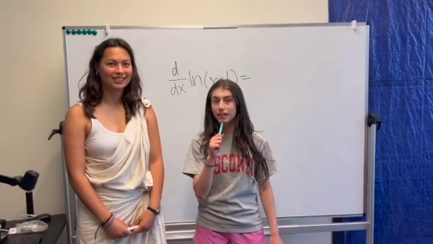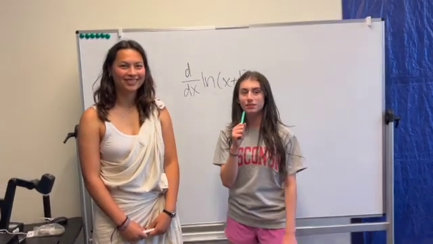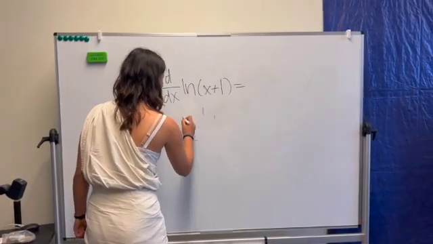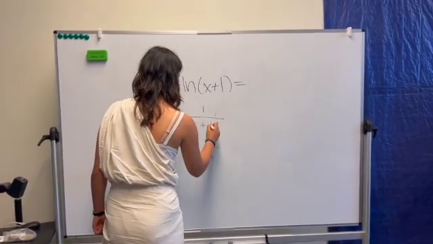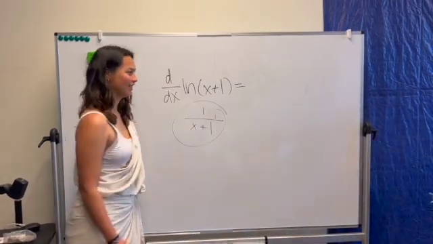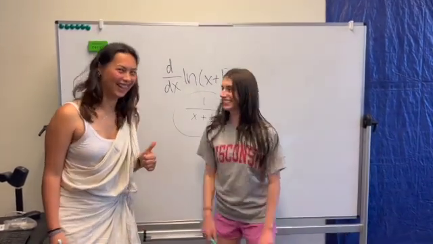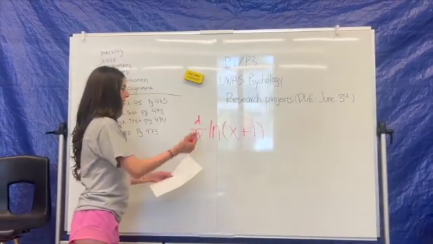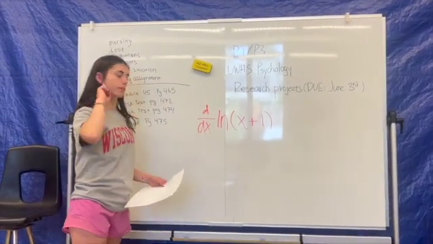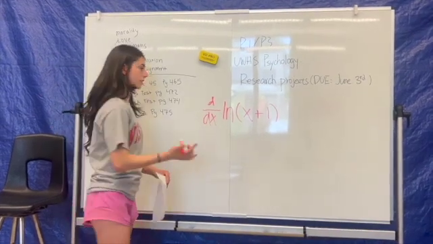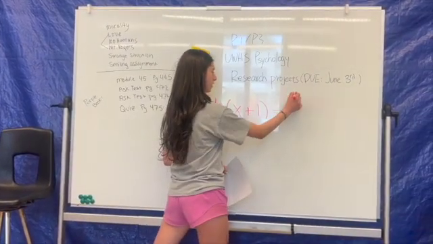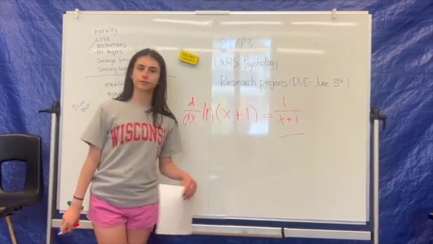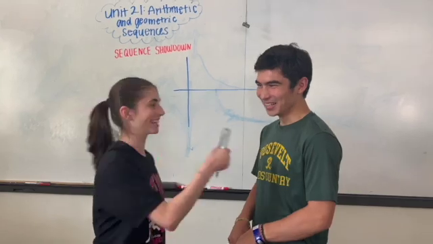And we are back again with Sarah. Sarah, can you please solve this equation? Now we have this function. Let's talk about it. So here we can remember that the derivative of natural log is just 1 over x. So this is just 1 over x plus 1. There's our answer.